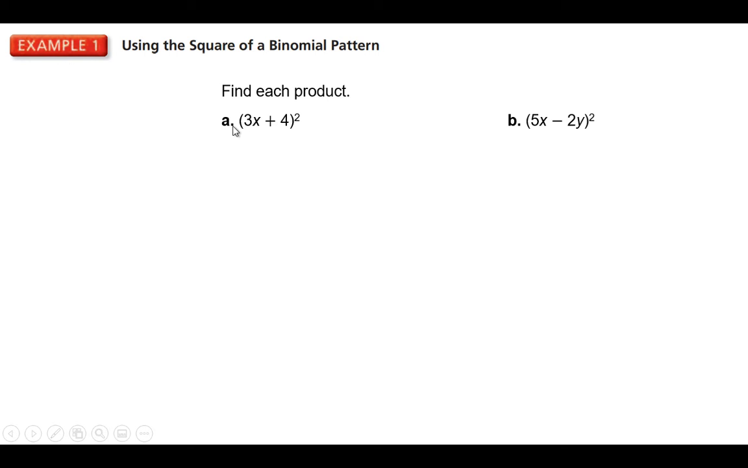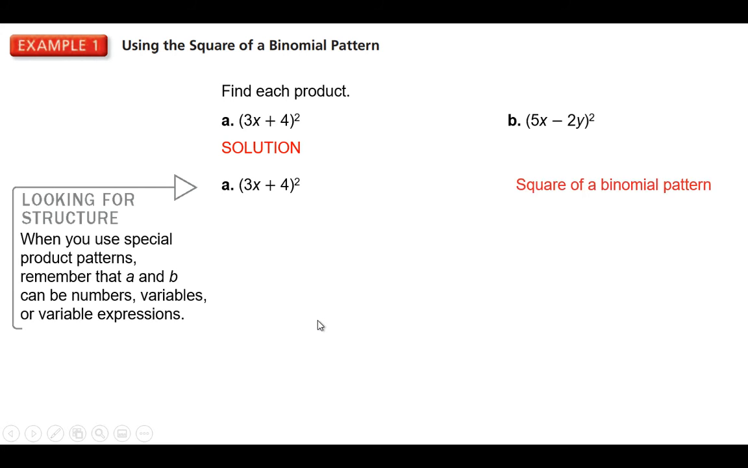If we look at another example, we would square 3x, which would give us 9x squared. We would multiply 3 times 4, which gives us 12x, times 2 would give us 24x. And then we square the 4, which gives us 16. So 3x squared is the first part, then 2 times 3 times 4, and then 4 squared. That's the shortcut, and we can do that pretty much in our heads. As long as we know how to multiply, this can be a mental math shortcut.